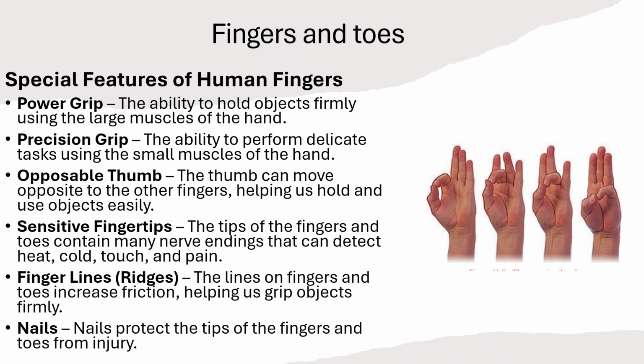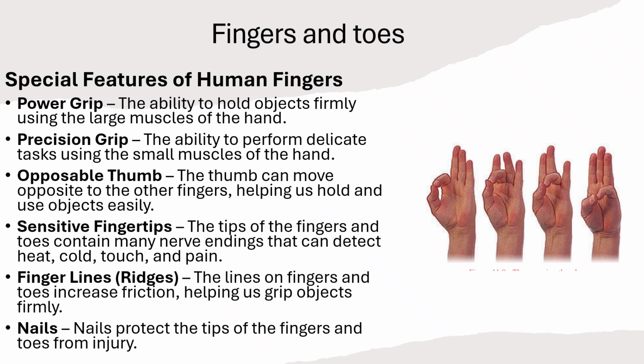Fingers and toes. Special features of human fingers. Power grip. The ability to hold objects firmly and use the large muscles of the hand. Precision grip. The ability to perform delicate tasks using the small muscles of the hand. Opposable thumb. The thumb can move opposite to the other fingers, helping us hold and use objects easily.